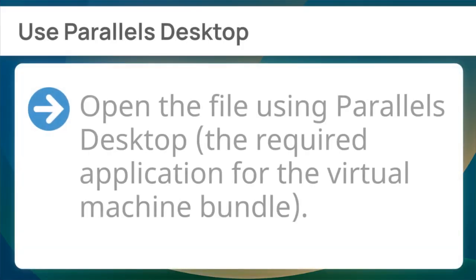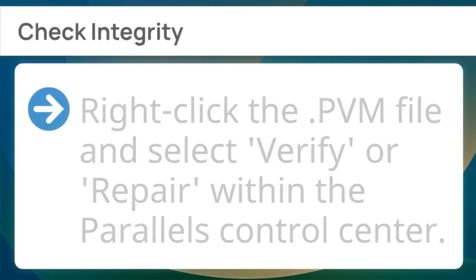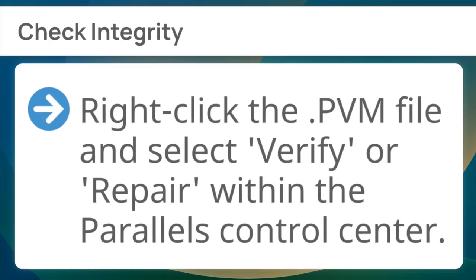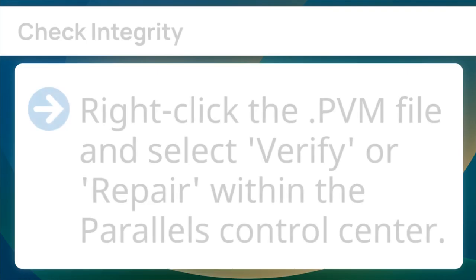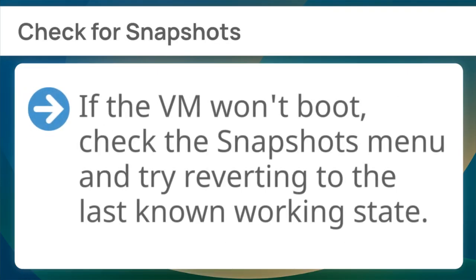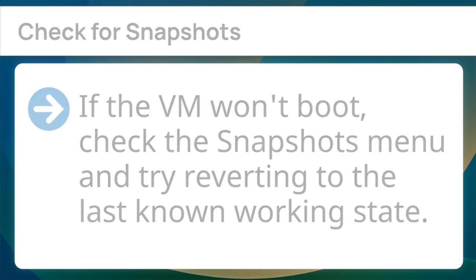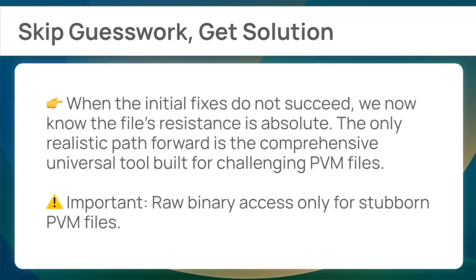First, use Parallels Desktop. Open the file using Parallels Desktop, the required application for the virtual machine bundle. Next, check integrity. Right-click the PVM file and select Verify or Repair within the Parallels Control Center. Finally, check for snapshots. If the VM won't boot, check the Snapshots menu and try reverting to the last known working state. Your tests already show the file is difficult, so it doesn't make sense to keep experimenting.